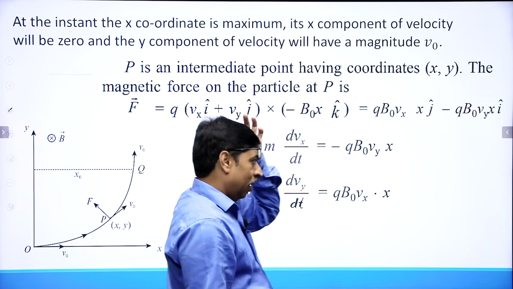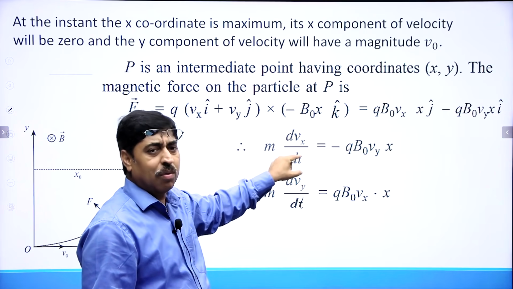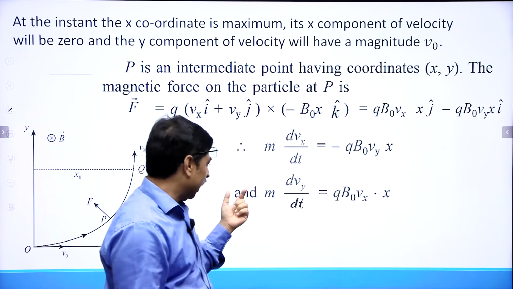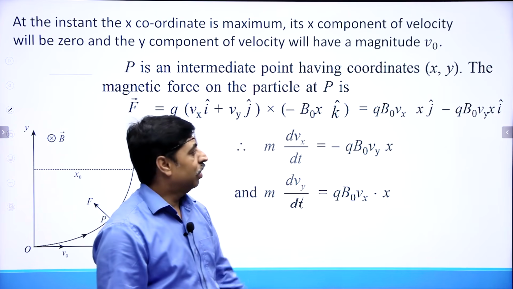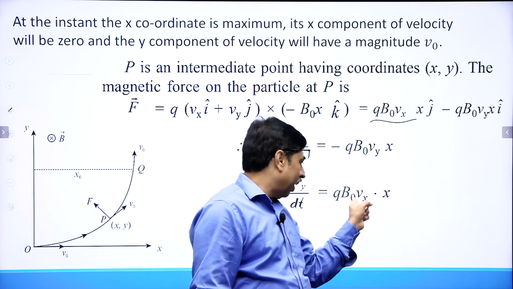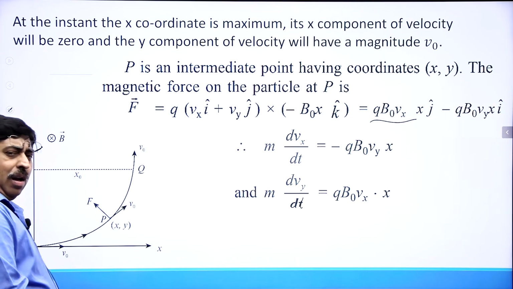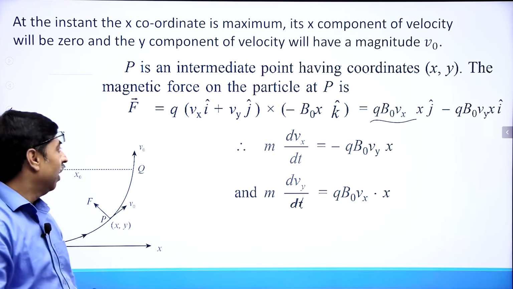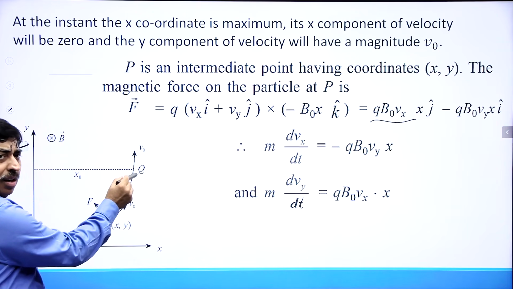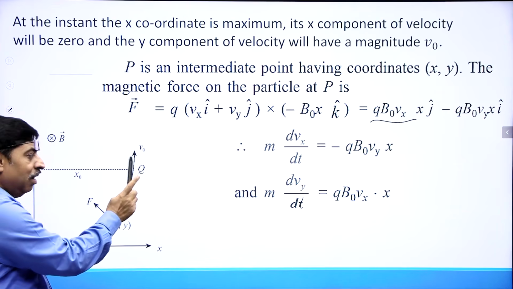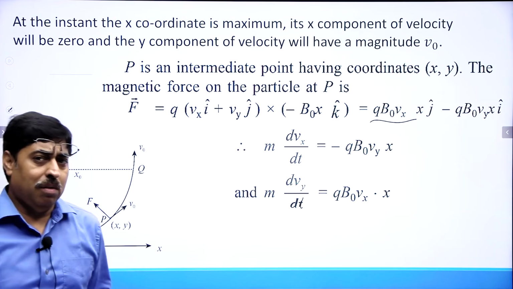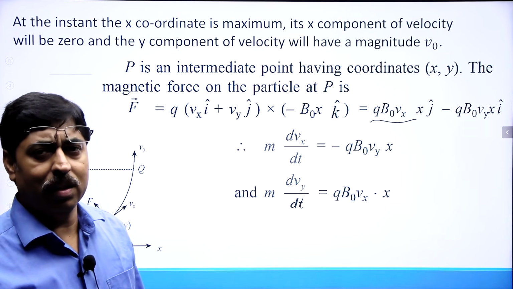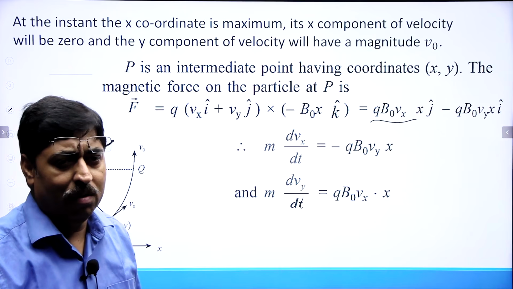So obviously mass times x component of acceleration is equal to x component of force, and similarly mass times y component of acceleration is equal to y component of force. This is what I have written here, and we have to find, remember, the x coordinate of the particle at the instant Vy becomes equal to V naught. The moment Vy becomes equal to V naught, at that instant Vx is 0.